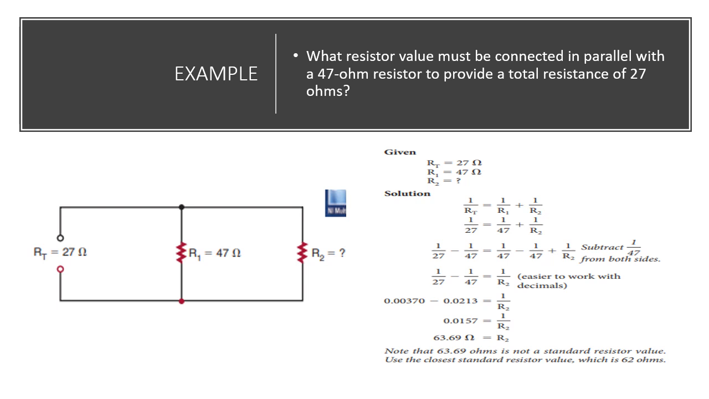By moving 1 over 47 ohms to the left-hand side we get the following: 1 over 27 ohms minus 1 over 47 ohms equals 1 over R1. Dividing all the values on the left-hand side, and then subtracting them, we get 0.0157 equals 1 over R1. Solving this, we get R1 equals 63.69 ohms.